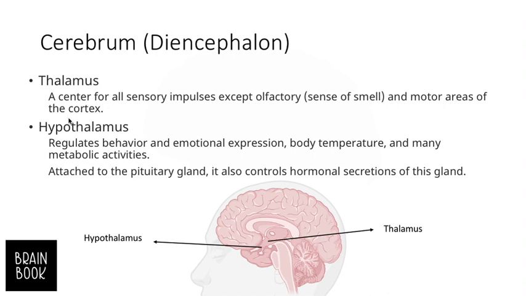And the hypothalamus is a part under the thalamus, and it regulates behavior and emotional expression, body temperature, and many metabolic activities. And it is attached to the pituitary gland, and it also controls the hormonal secretion of this gland.